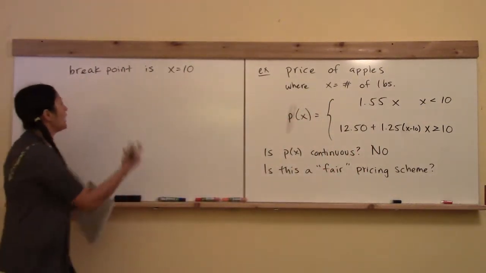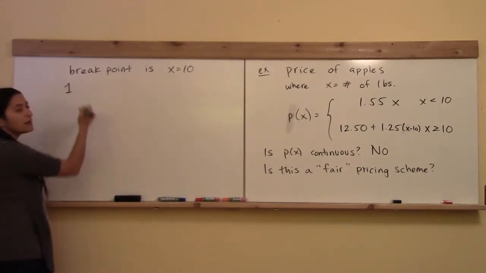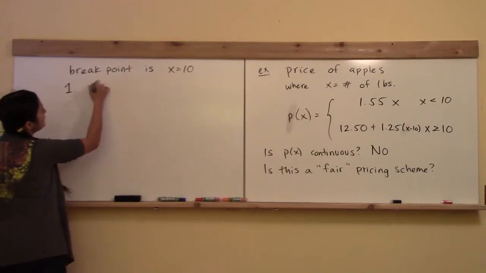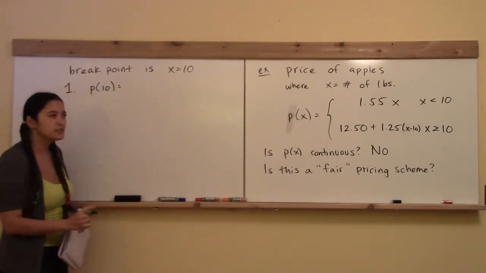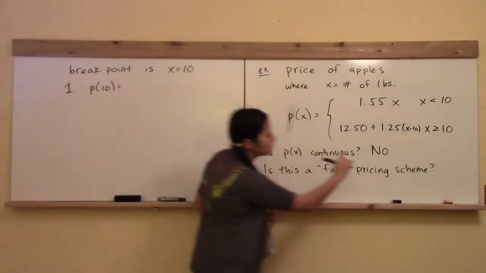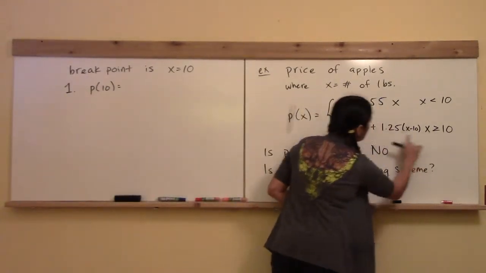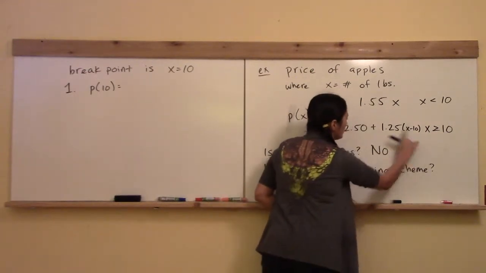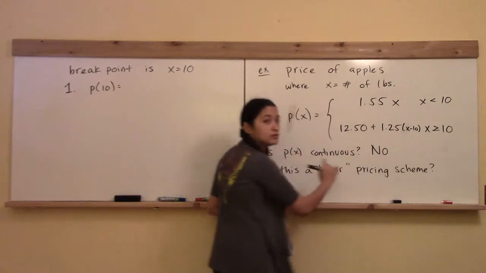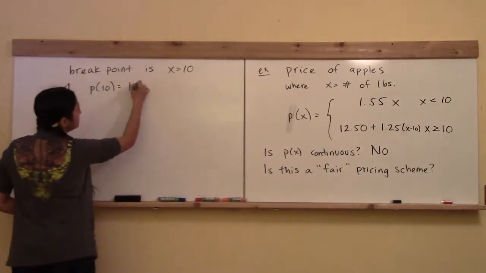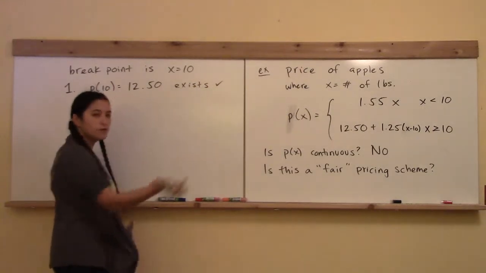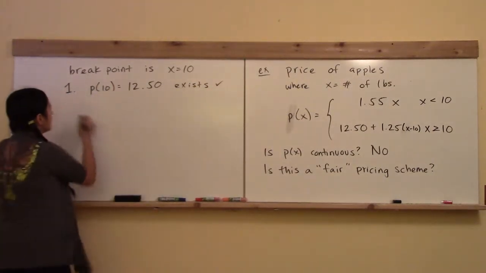Okay, so let's go down the continuity checklist and see how it breaks down. Does P of 10 exist? What's P of 10? That's right, P of 10 would be under here, x equals 10. So you're going to plug it into this one right here: 12.50 plus 1.25 times 0. 10 minus 10 is 0. So P of 10 actually does exist. It exists and it's equal to 12.50. So that's not what was wrong with it.